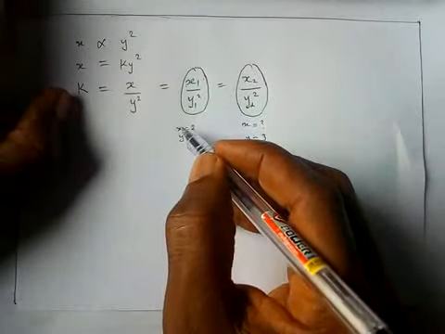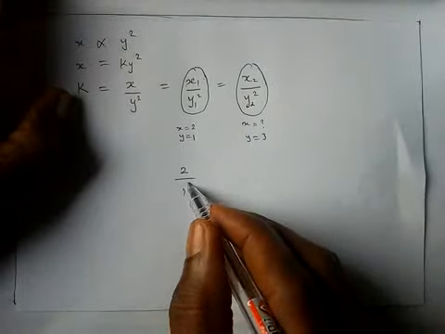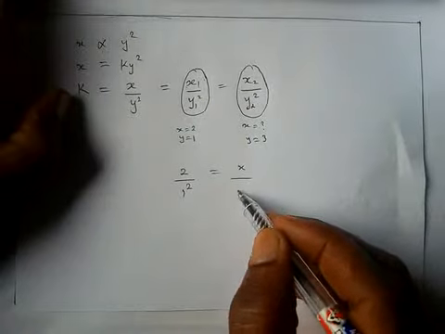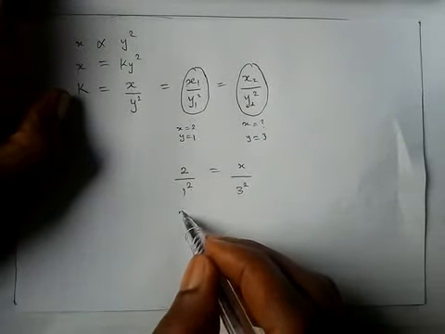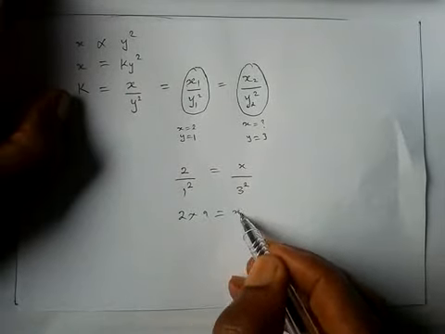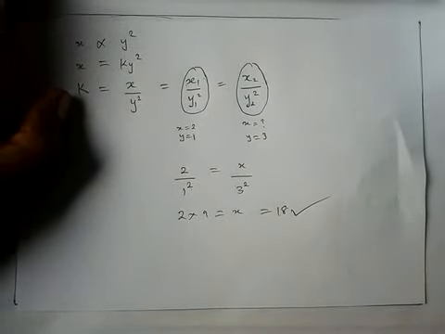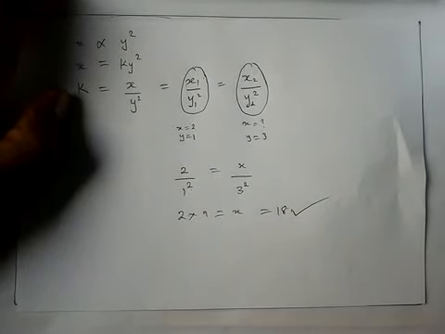So putting s here, you have 2 over 1 squared is equal to s over 3 squared, because y is 3 now. 1 squared is 1, and 3 squared is 9, so it will be 2 times 9 is equal to s, meaning that s is equal to 18. So this goes directly to giving you the answer without getting the relationship.